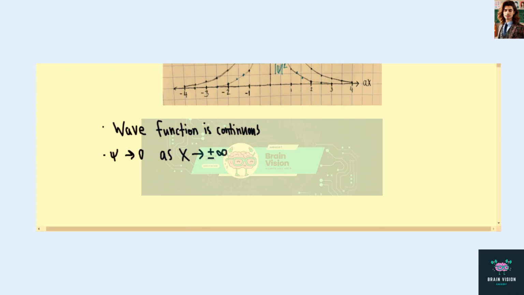So note also that the wave function is continuous, even though the derivative is not. The first derivative may not be continuous, but the wave function is. Another property that we already noted is that psi, the wave function, goes to zero as x goes to positive or minus infinity. This means that the particle is in a bound state. So the particle is bound to x equals zero, which is the origin.